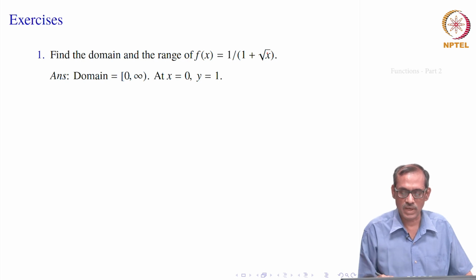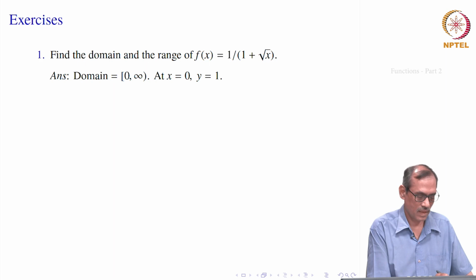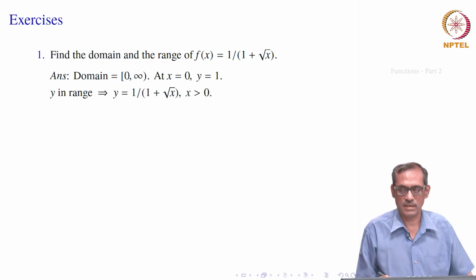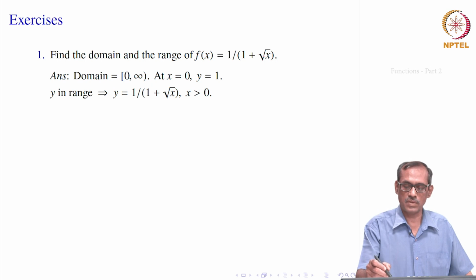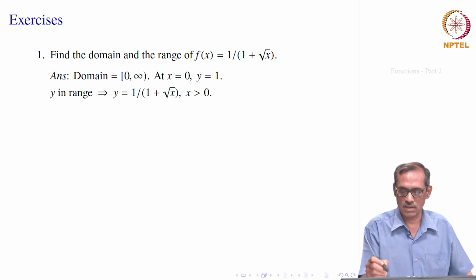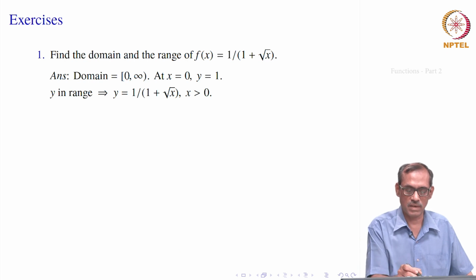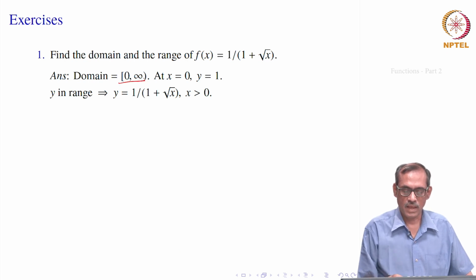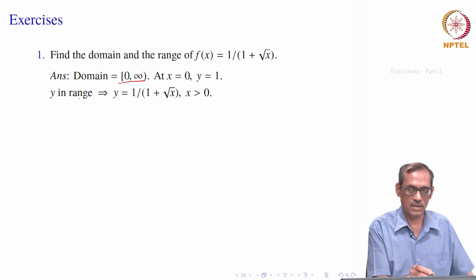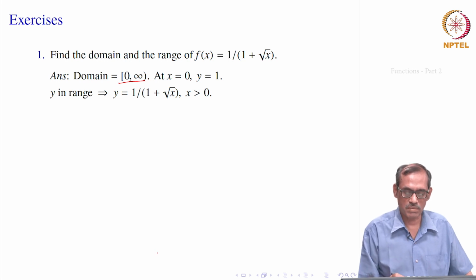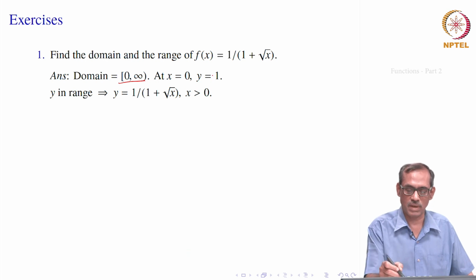It is not defined when root x equals minus 1, but root x cannot be minus 1, can it? Because root by definition has to be non-negative. So, that is ruled out. But once root x is there, x has to be non-negative. That is exactly the domain. So, domain equals non-negative real numbers, and at x equal to 0 we also get y equal to 1, and y is in the range means y must be equal to 1 divided by (1 + root x). We know that x is greater than 0, or if x equals 0, y equals 1. That case we have taken out first.